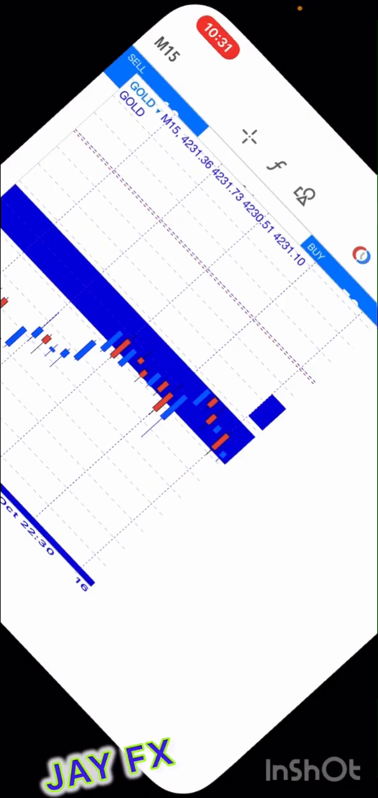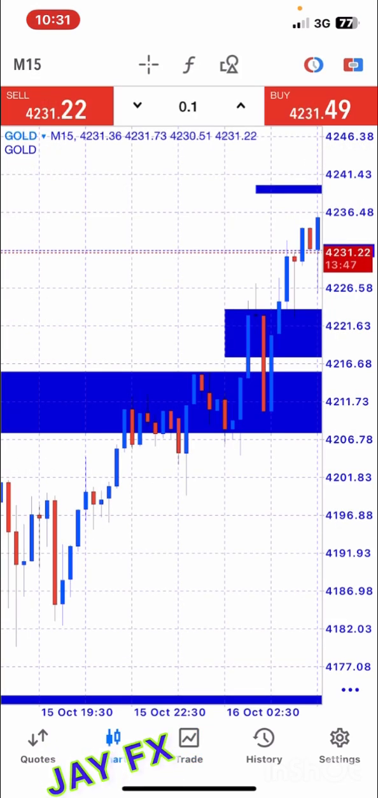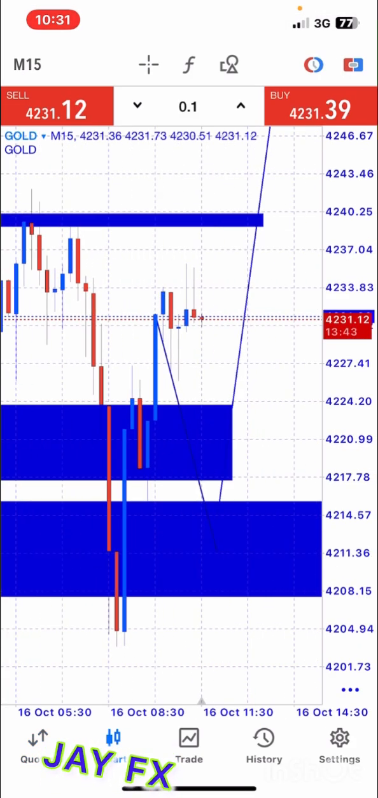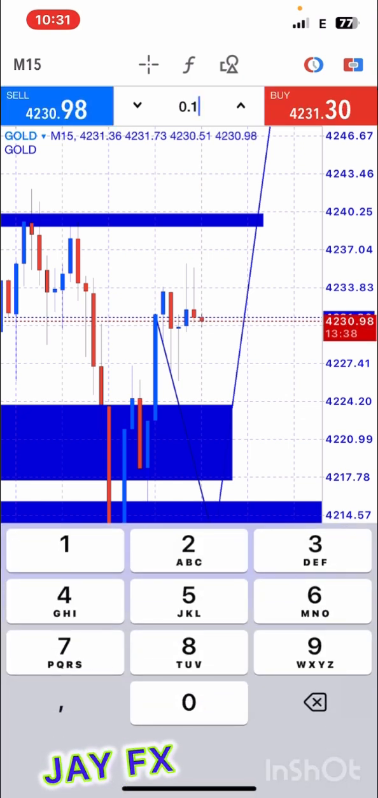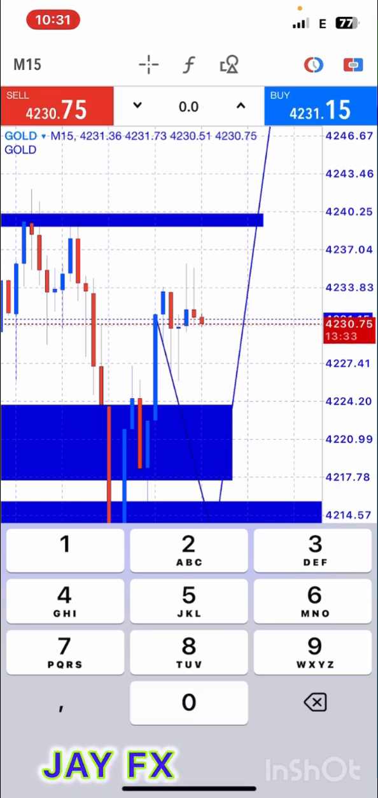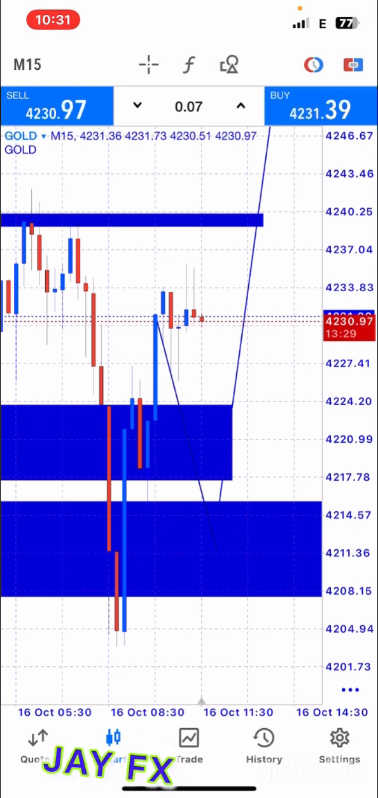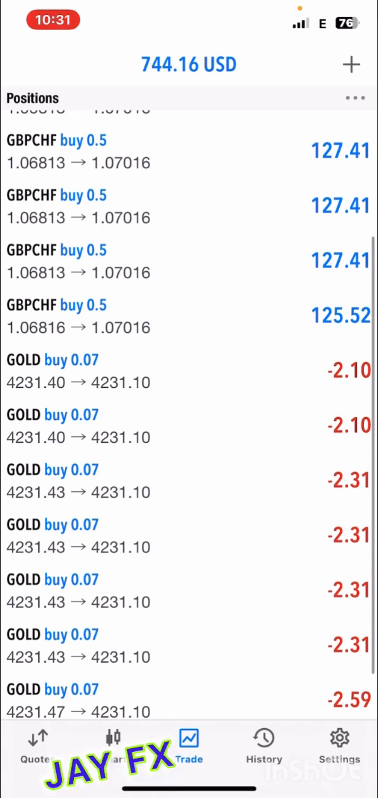I will buy from here, since I have my account here with almost 3.5. I traded this GBP chief. Let me put a few more gold, and then we will come back and see what happens. I'm not going to use a bigger lot size. I will use 0.7 and open probably 6 to 7 positions, and then we will come back and see what happens.